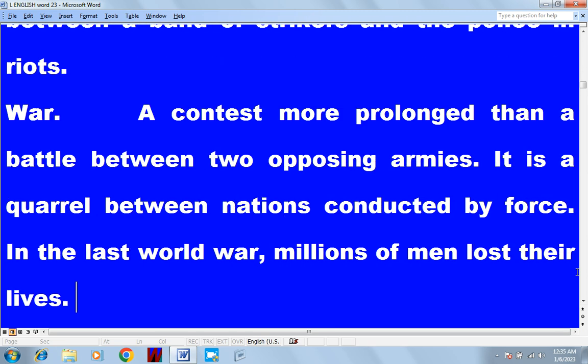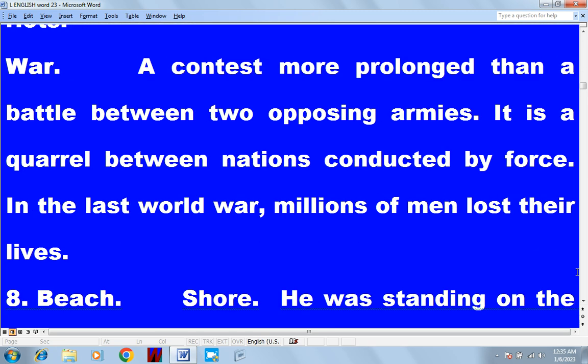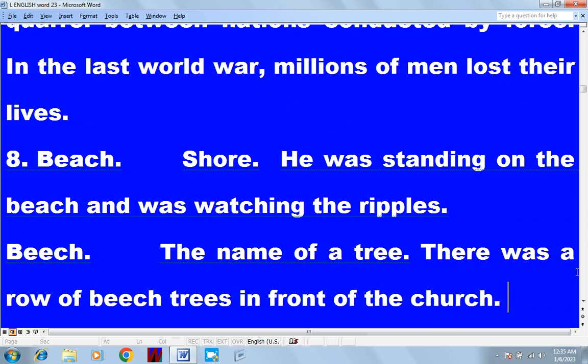War, a contest more prolonged than a battle between two opposing armies of any countries. It is a quarrel between nations conducted by force. In the last World War, millions of men lost their lives. In World War I or II, or Vietnam War, or Korean War, or Afghanistan War.